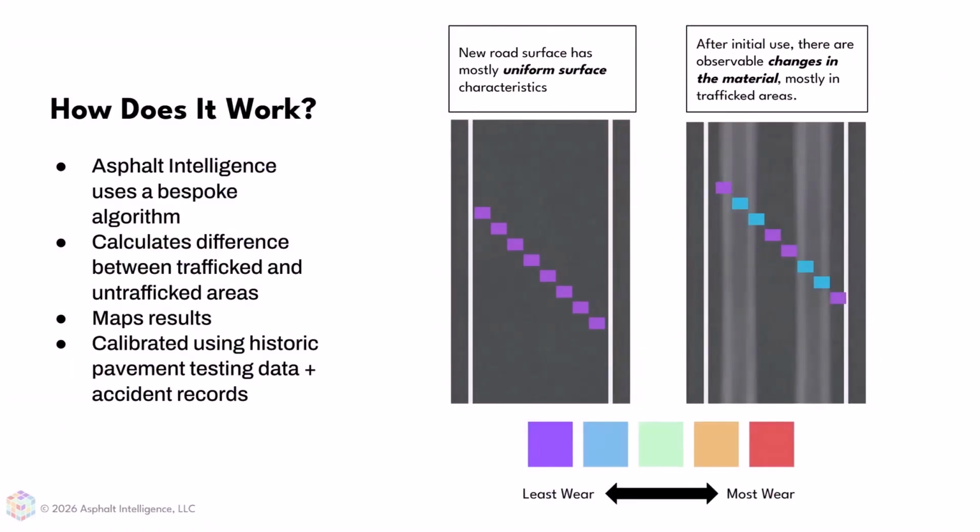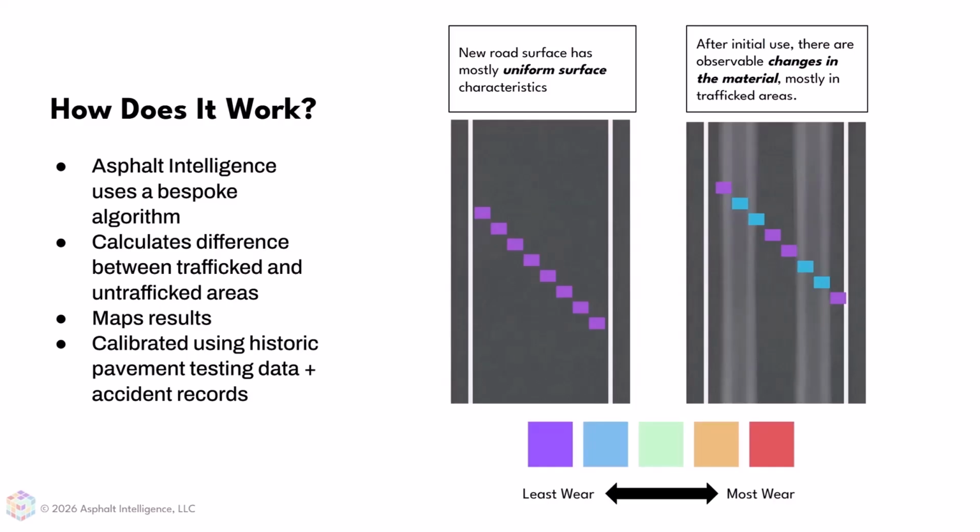So how does this algorithm work? Asphalt Intelligence is a bespoke algorithm. You're not going to find it anywhere else. And it was developed using a fundamental principle of material science. And that is, if you have a nice new piece of material, say a road surface, you're going to have uniform characteristics throughout it. But on a roadway, most cars drive in certain areas, in the wheel paths. And so those areas that are subjected to more force from vehicles are going to change.